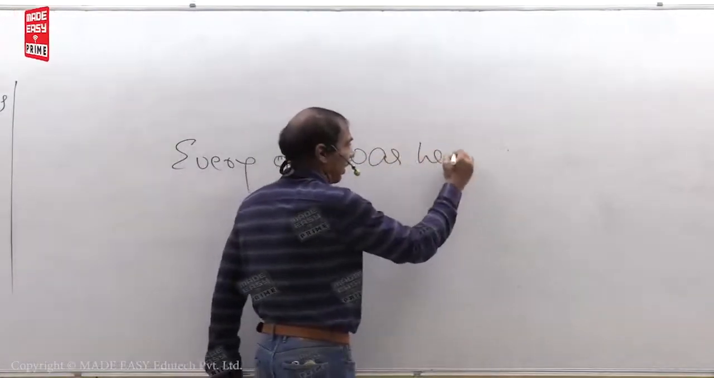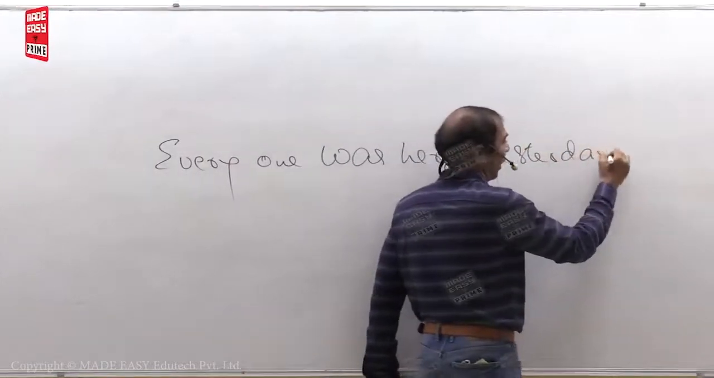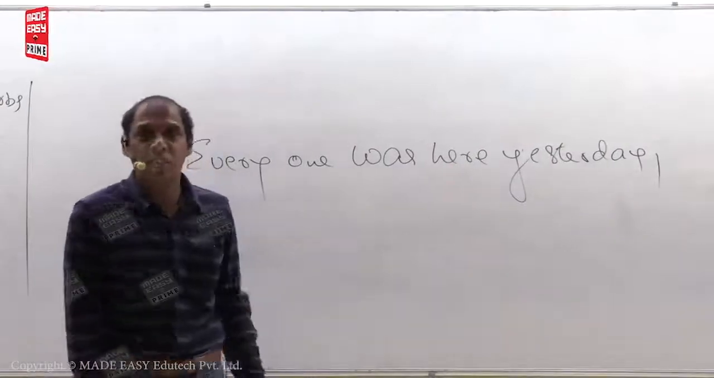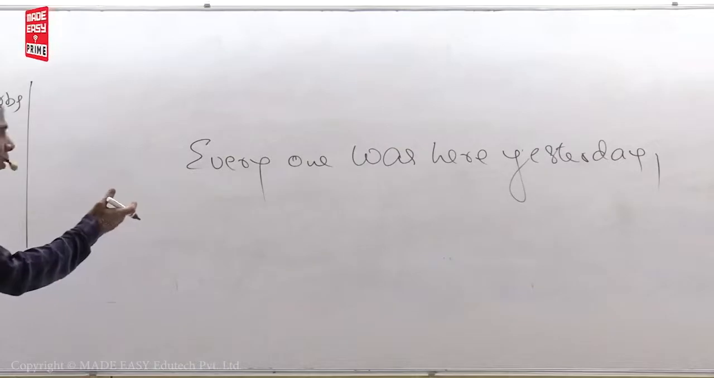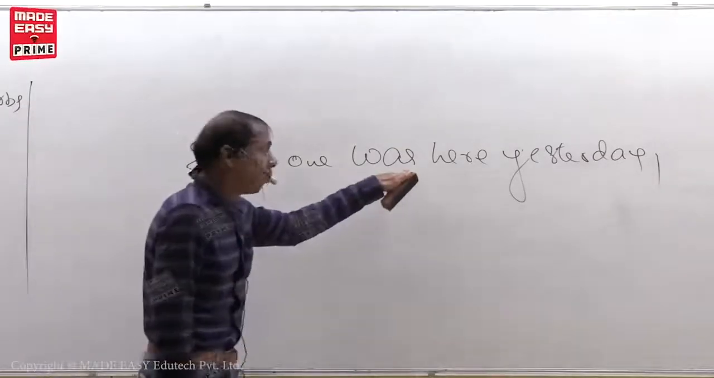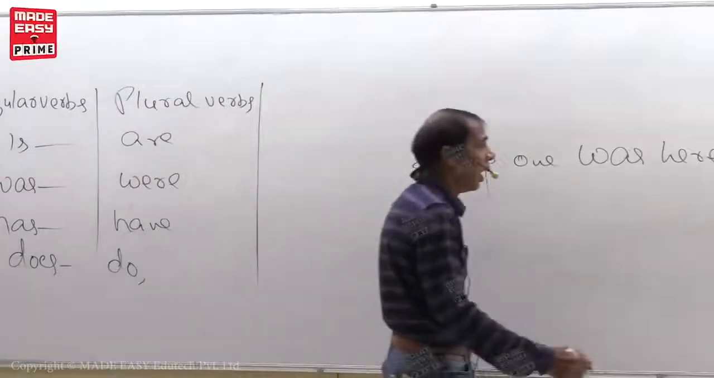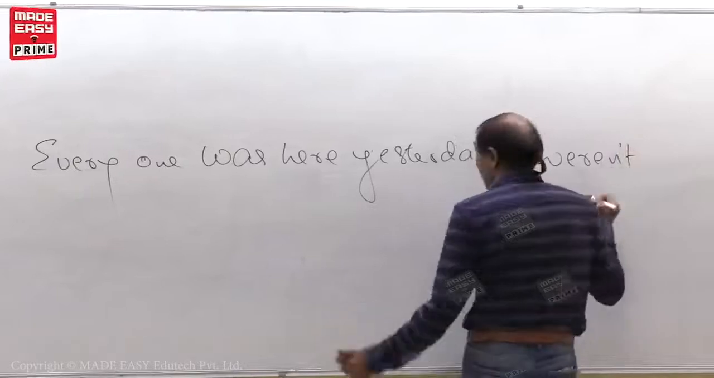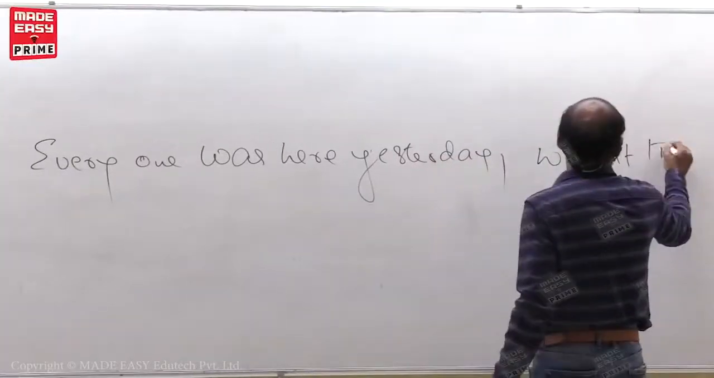See? One more. Everyone was here yesterday. Statement is positive. Question tag must be negative. Right? So what is the plural form of was? Were. Were not. Short form, weren't. In the place of all these words, we have to write they. Weren't they?